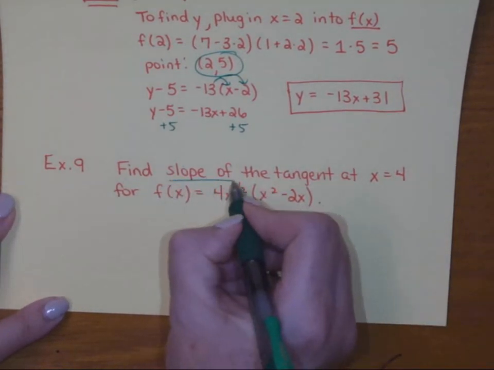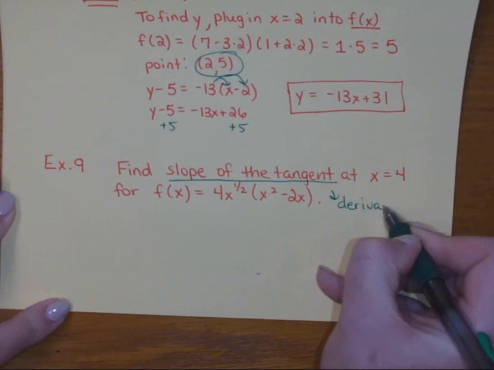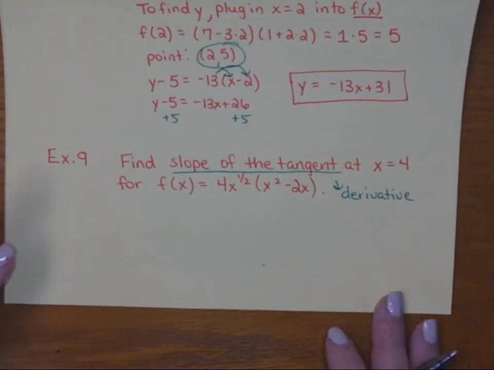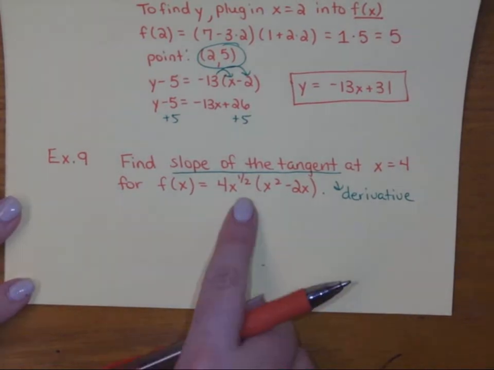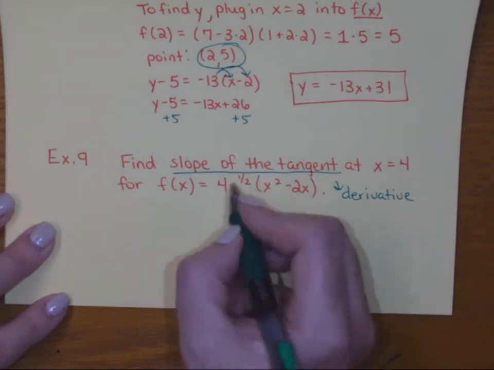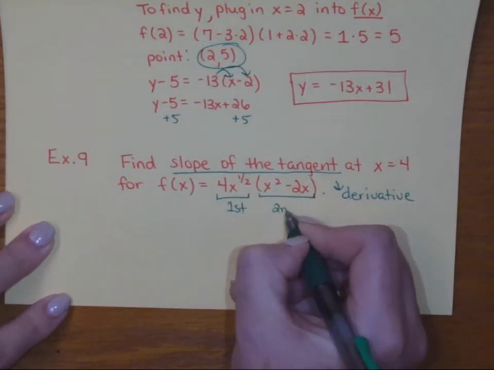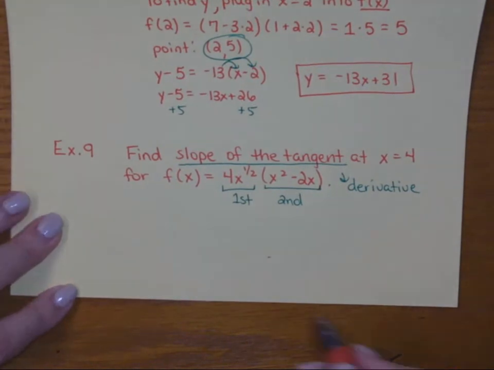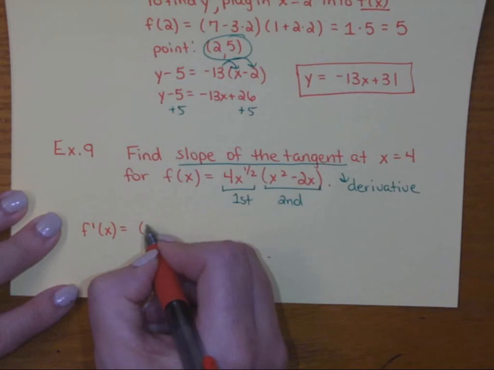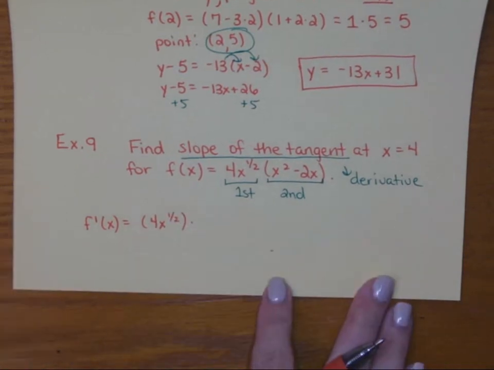So notice, this wording, again, means derivative. Slope of the tangent means find the derivative. So notice I will have to use which rule here? I'm multiplying this term by this term, right? So consider this to be my first function, and this is my second. So I'm going to use product rule. So the derivative is going to be first times derivative of the second.